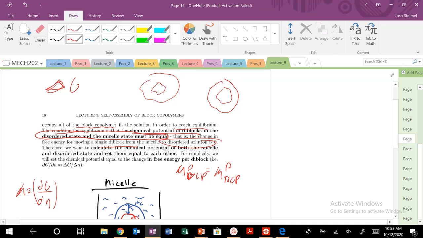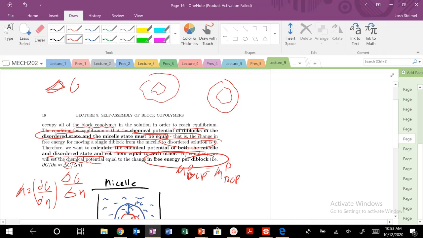So we need to calculate the chemical potential of the micelle in the ordered state and disordered state, and set them equal to one another. But we can make some simplification, and we're going to set the chemical potential equal to the change in free energy. So instead of this partial derivative, we're going to approximate it as the change in free energy as we move one single diblock. So we're going to look at the change in free energy per diblock.